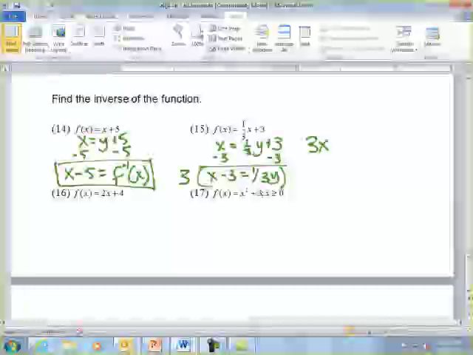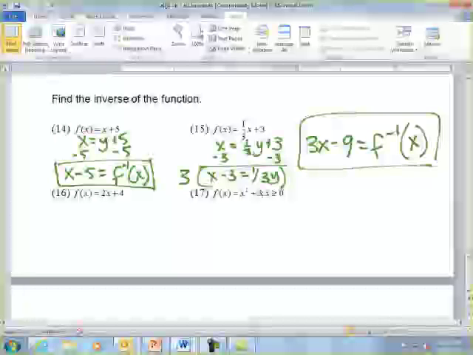So that becomes 3x minus 9. A lot of students forget to multiply that part. And if you left it here and put a box around it, I'd probably not take anything off. But we should really change it back to the proper notation.